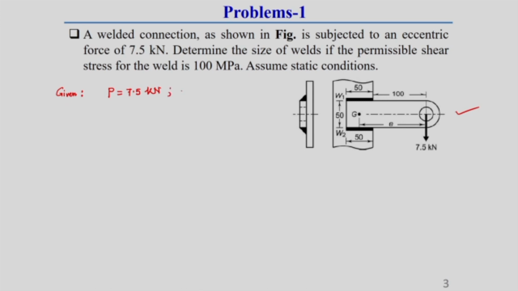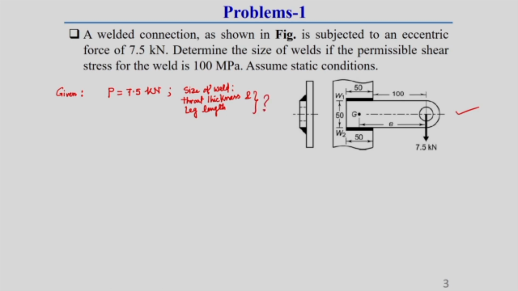What does size of the weld mean? I have already discussed. Size of the weld means we have to find the throat thickness and leg length. So, these are the things we have to find out.